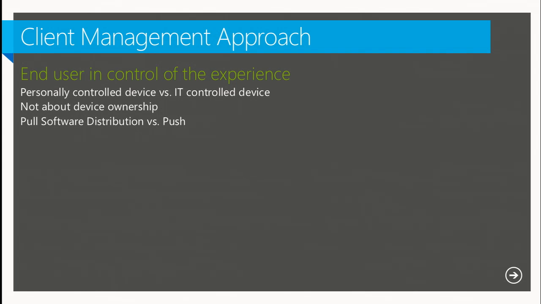So to maybe tell this story in a slightly different way, just in the summary points, we want to put the end user in control of their experience. We want to provide them with the ability to control what software they want to get. We want to move towards more of a model of pull software distribution versus push software distribution.